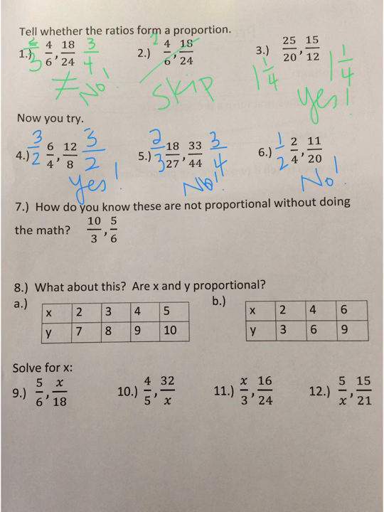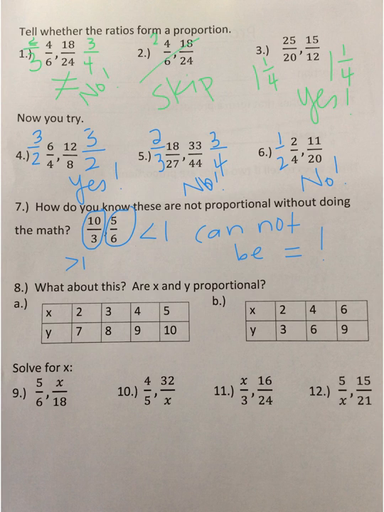Number 7 says, how do you know these are not proportional without doing the math? This one is greater than 1 whole, where this one is less than 1 whole. So they cannot be equal.